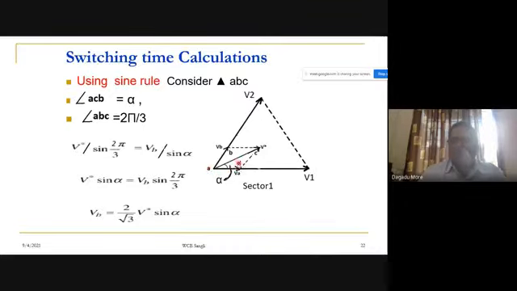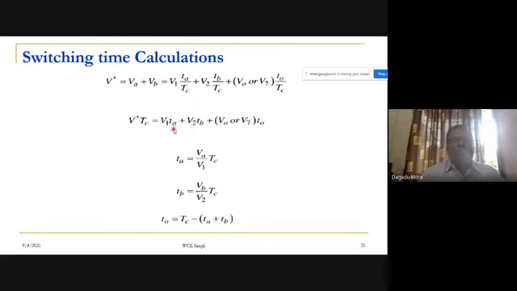V1 will be applied for a duration of TA, V2 will be applied for a duration of TB, and V0 or V7 will be applied for T0. And now TA plus TB plus T0 will be equal to TC. So I am writing here the total time.